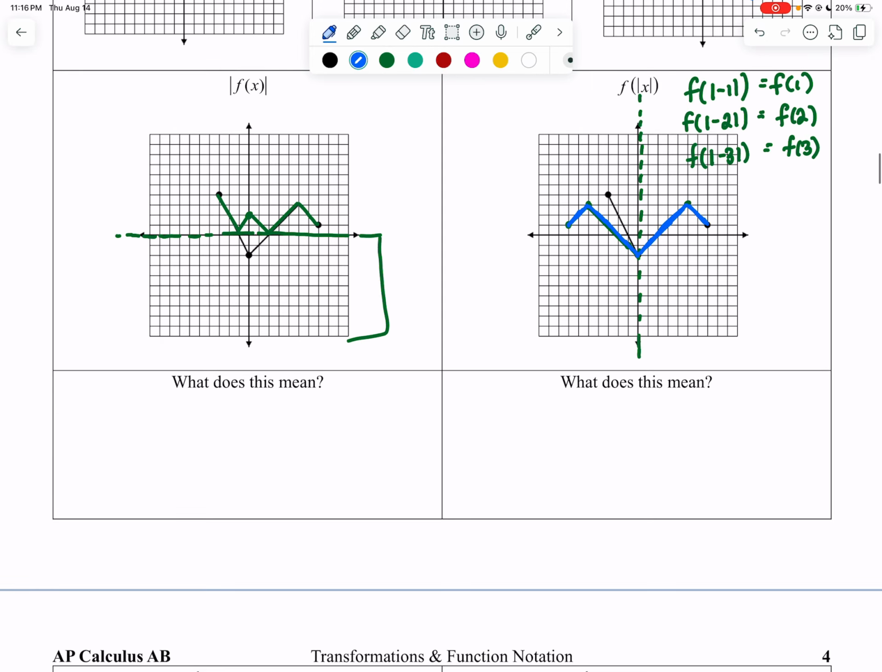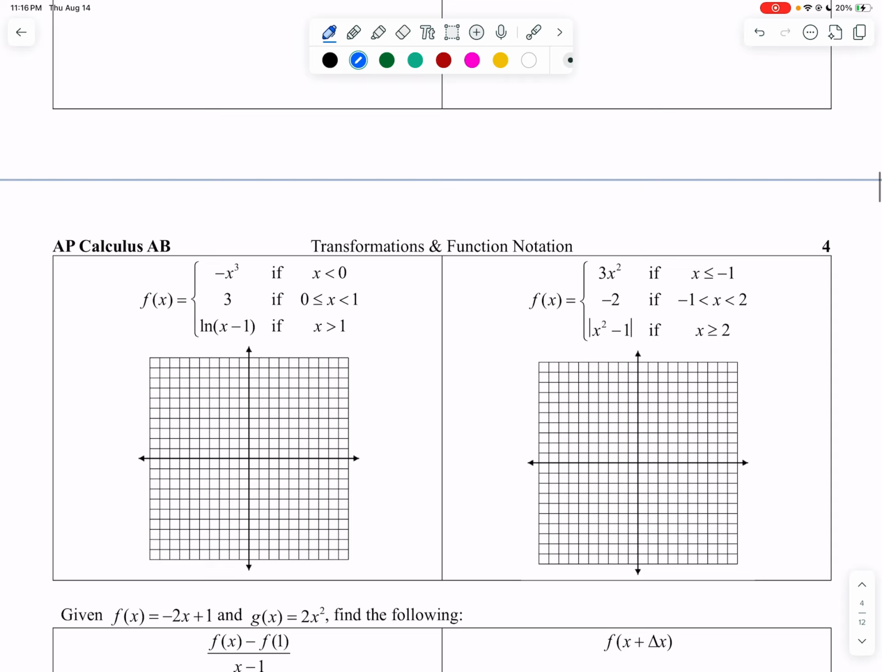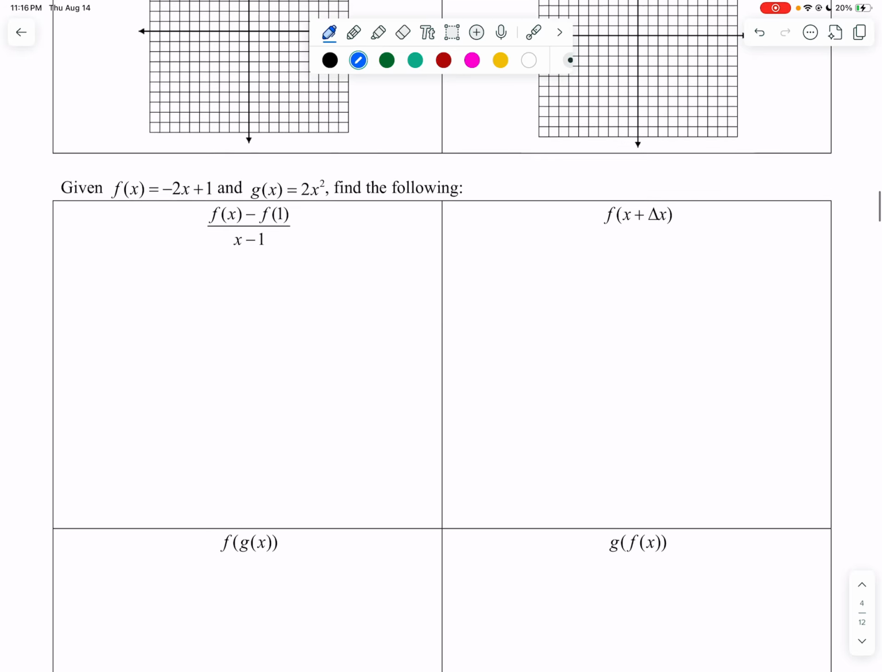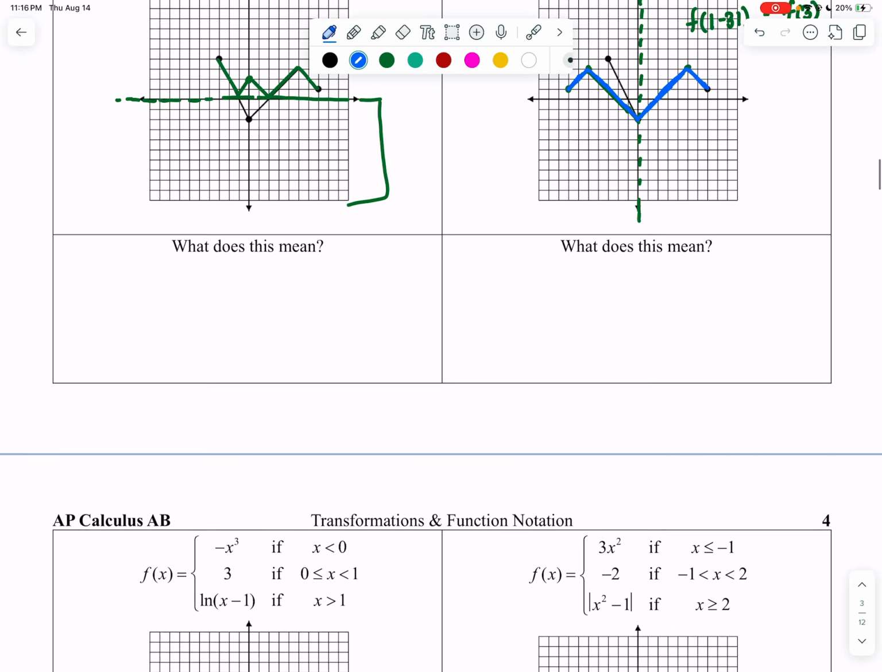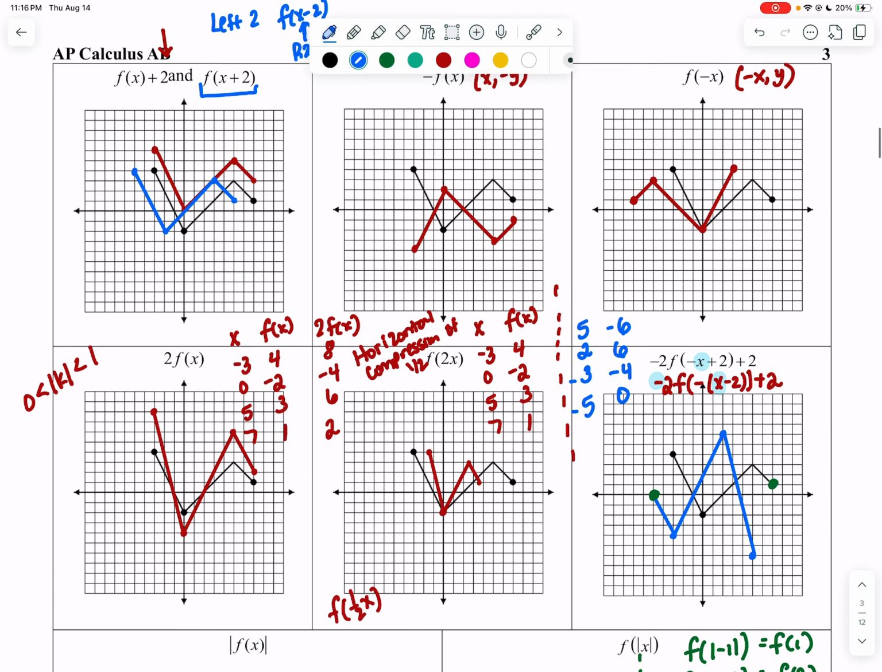All right, so that's basically it. We'll do function notation in class, and then we'll do a whiteboard activity in class with the transformations.